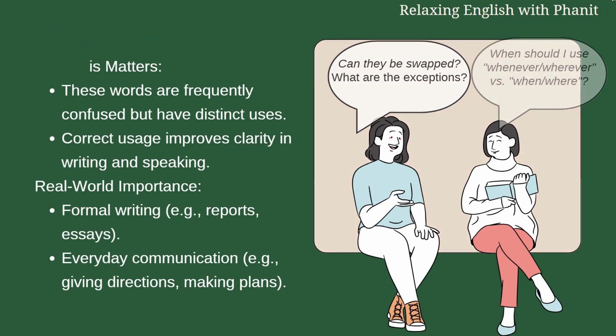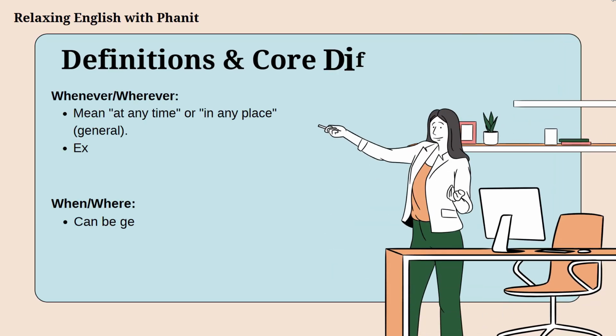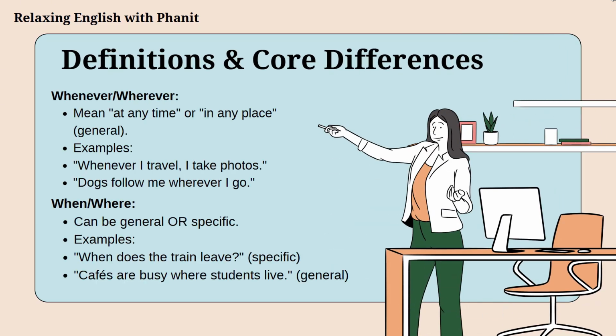Let's break it down. Whenever and wherever mean at any time and in any place. They're general. For example, "Whenever I travel, I take photos" means at any time I travel. On the other hand, when and where can be general or specific. For example, "When does the train leave?" asks about a specific time, while "Cafes are busy where students live" is general.